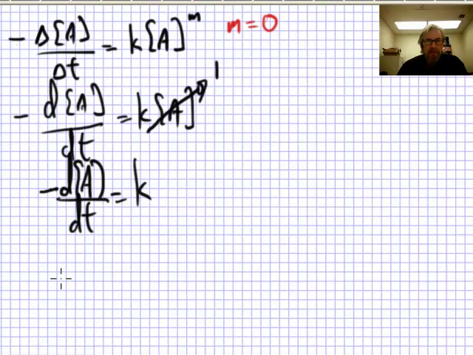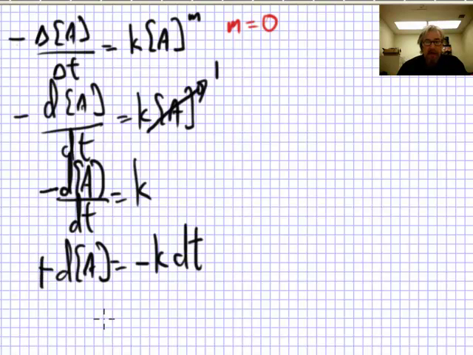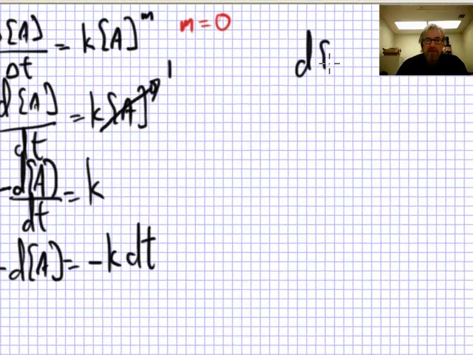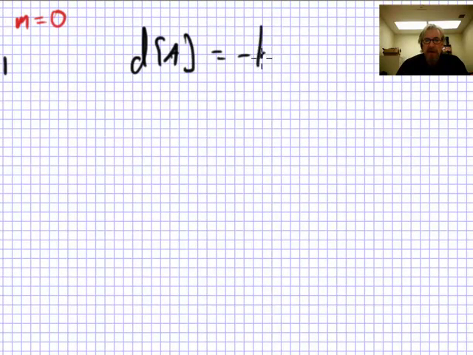I'm going to multiply both sides by dt, and this is what I get: minus dA equals K dt. And in fact, I'm going to multiply both sides by negative 1. So I now have dA equals minus K dt. At this point, I'm going to perform a definite integral. I want to go from where time is 0 to where time is any random time that I'm just going to call t.